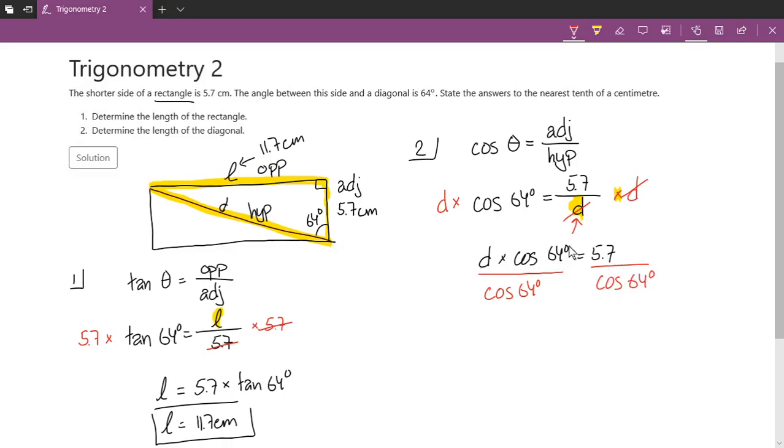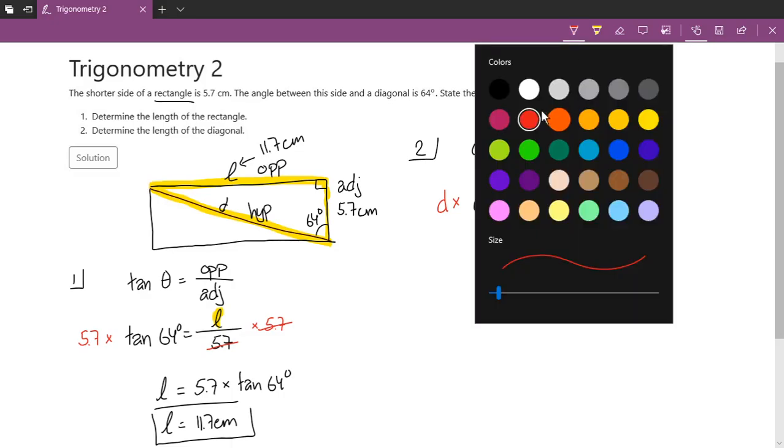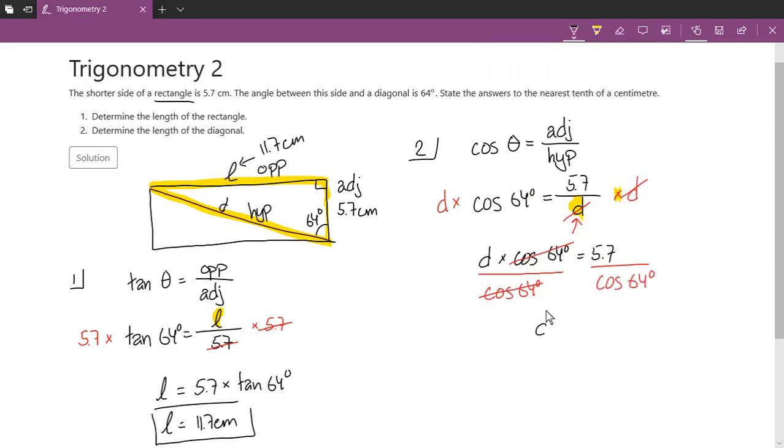On the left-hand side, cosine 64 degrees divided by cosine 64 degrees just cancels. And now we're left with D equals 5.7 divided by cosine 64 degrees. If we run this through our calculator, we're going to get the diagonal to be 13.0 centimeters.